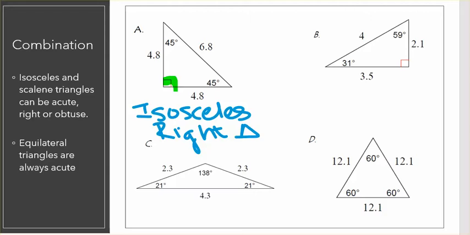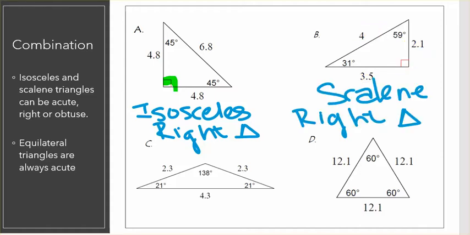Check out number 2, or letter B. Again, I notice a right angle, so I know I have a right triangle. Then I'm going to look at the sides. I see that my sides are all different lengths. All lengths different means it's a scalene triangle.